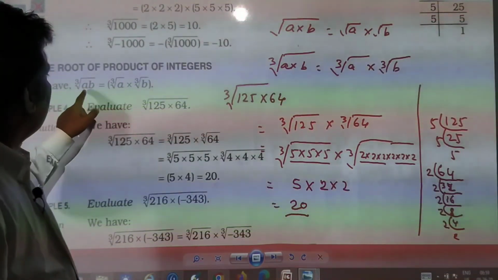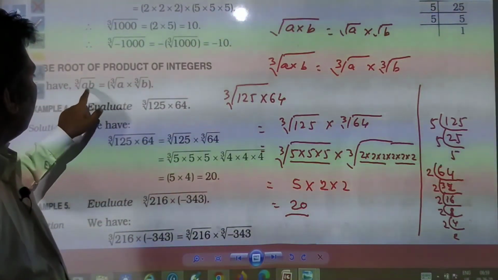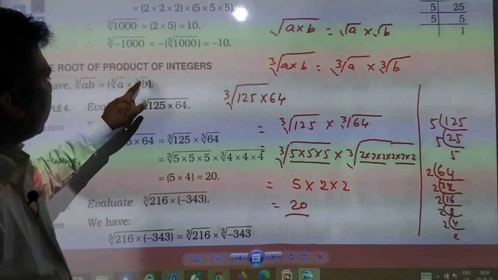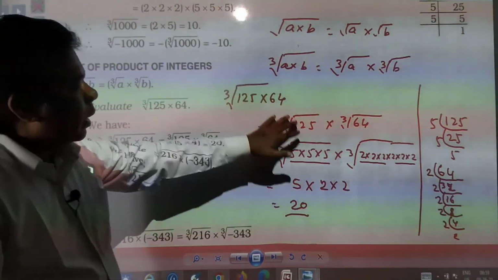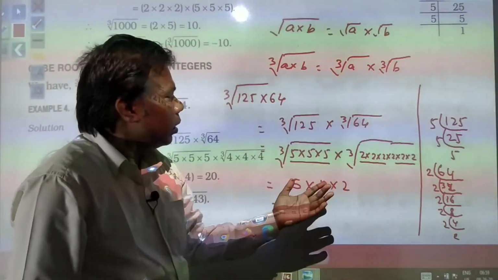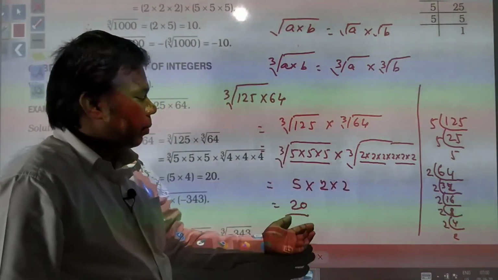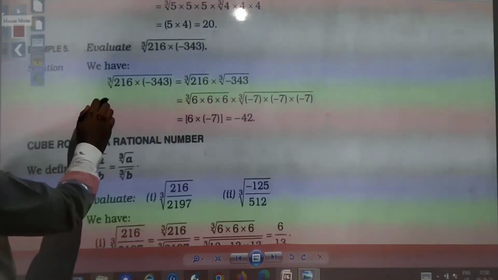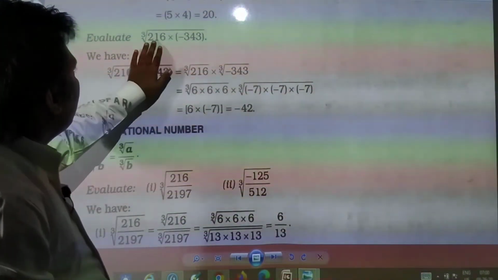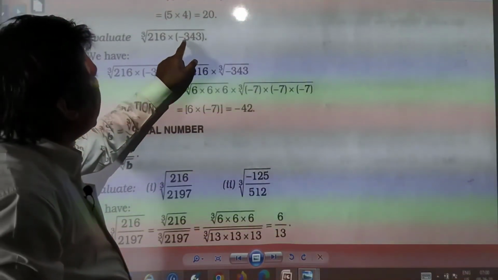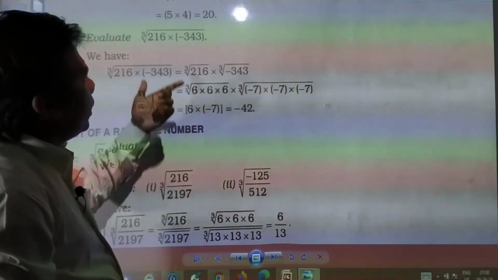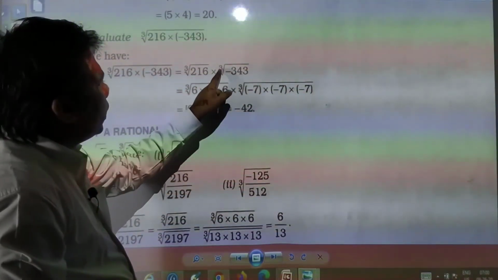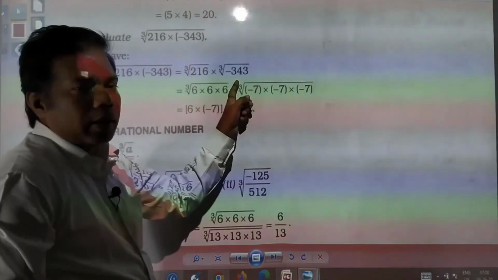This formula what you have learnt now, cube root of a into b will be equal to cube root of a into cube root of b. In this form that can be done, and lastly you can find out the cube root of the given number. Next you see cube root of 216 into minus 343. The same thing is required to be done. Cube root of 216 into cube root of minus 343.